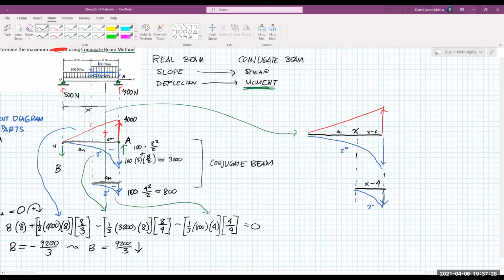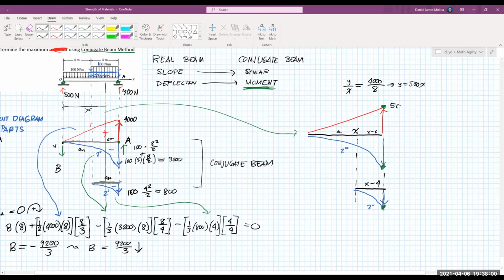Okay, so since it's not the whole beam, then we must determine the magnitudes of the loads at these points. Using ratio and proportion for the red load here, y is to x is equal to the given load at the cut section, 4,000, divided by its length, 8. So this gives us y equal to 500x.